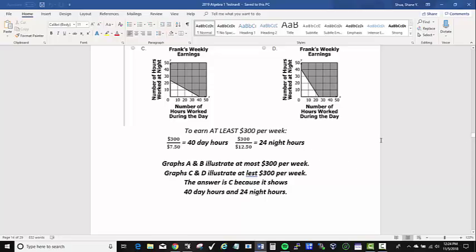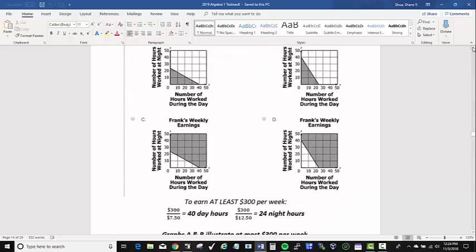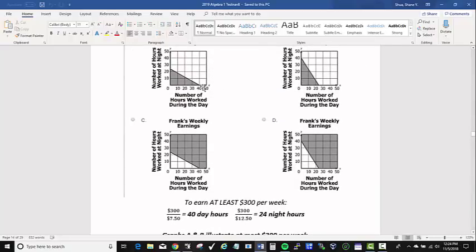So now graphs A and B, what they symbolize, when you look, the most he can earn is 300. Because see, the 40 day hours, it stops there, or the 24 night hours, it stops. And that's both of these, A and B. However, C and D are 300 or more.